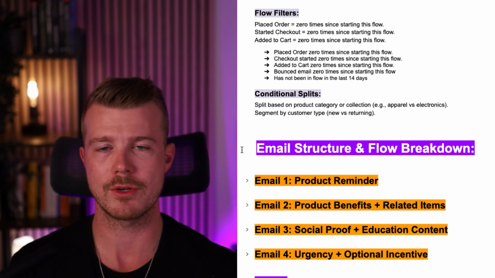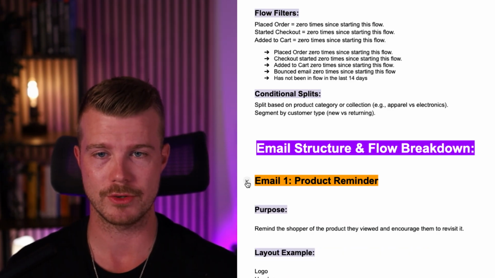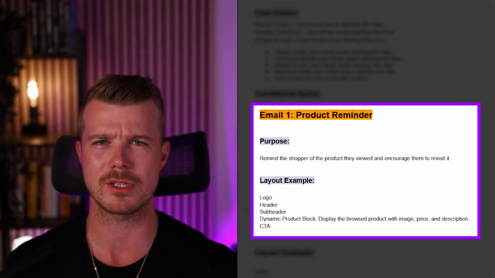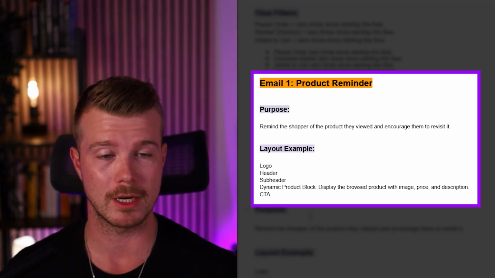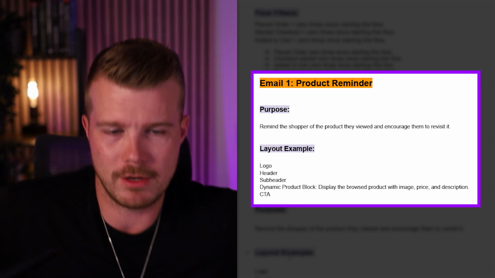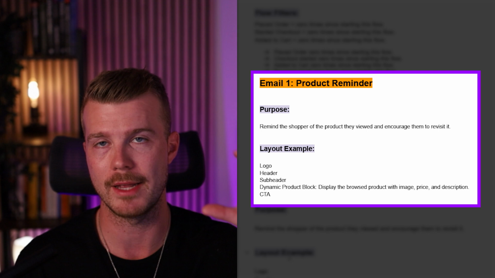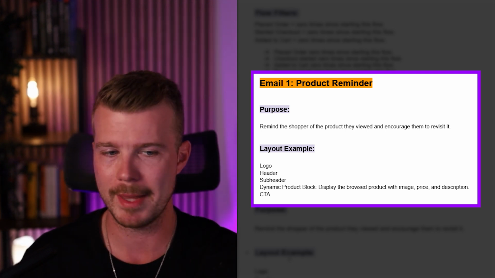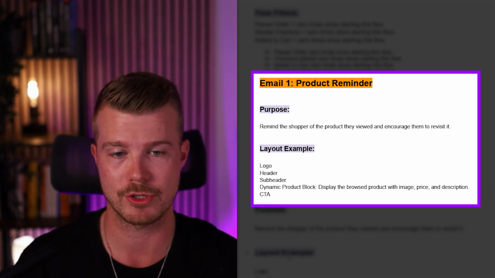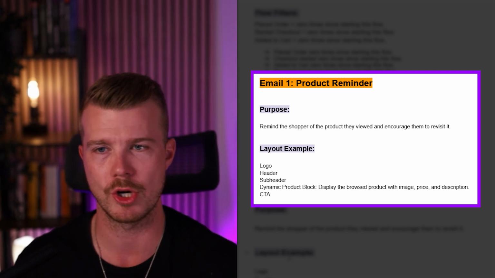Okay, so in terms of email structure and flow, I'll dive right in and show you exactly how we structure this within our agency. So the first is usually just a product reminder. Remind the shopper of the product they viewed and then just encourage them to come back and check it out again. The layout here is going to be pretty simple, and basically we're going to have like a logo, header, subheader, dynamic product block that they were viewing, maybe add in the image and price and description in there, and then have the CTA. It's going to be pretty standard here, not anything crazy.